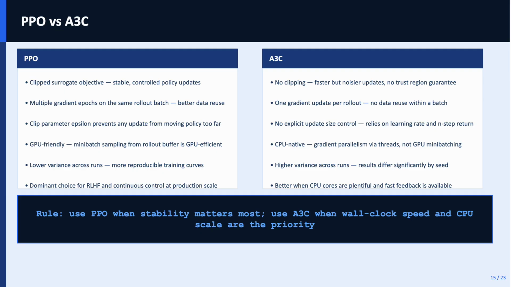In practice, this means PPO produces smoother, more reproducible training curves at the cost of somewhat slower throughput, while A3C trains faster in wall clock time but with higher variance across different random seeds. So Anthropic's training team found this trade-off directly relevant when fine-tuning large language models using reinforcement learning from human feedback.